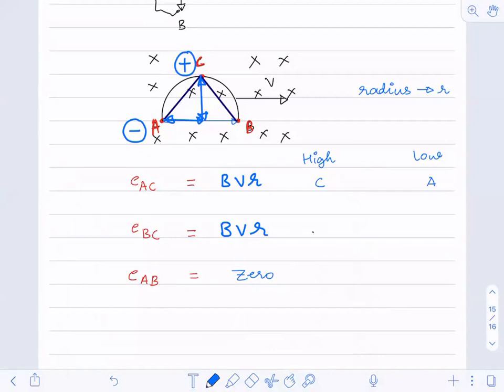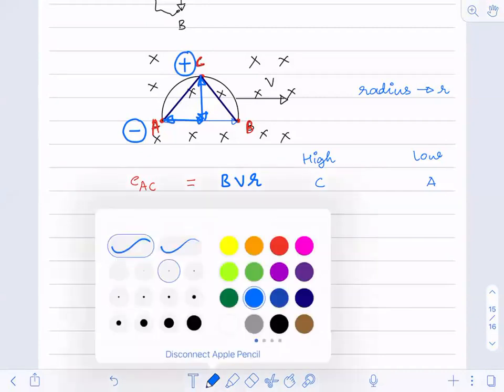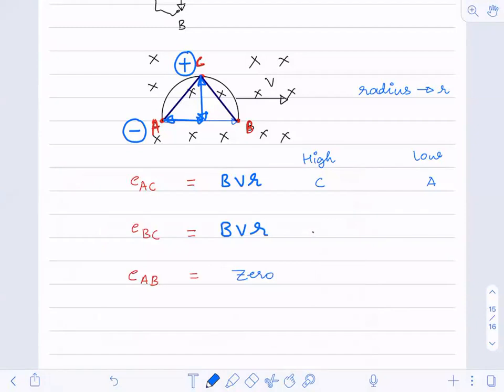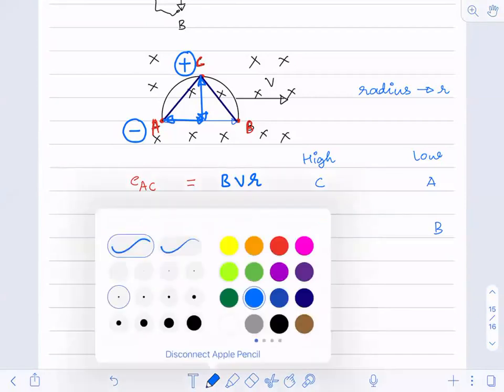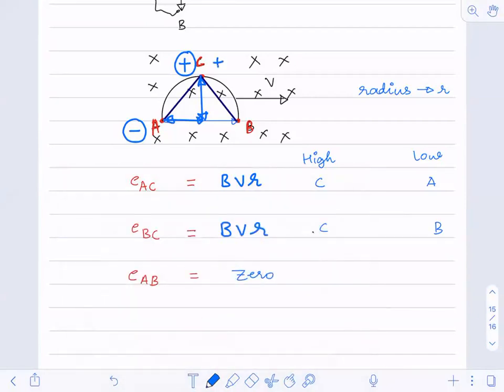Now, can you tell for the BC part? Which part is high? C only. And B is low. So again, for this portion also, C is high and B is low.